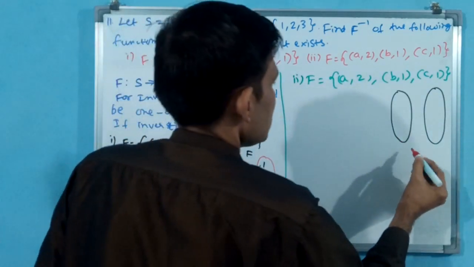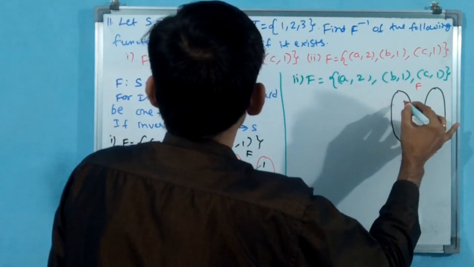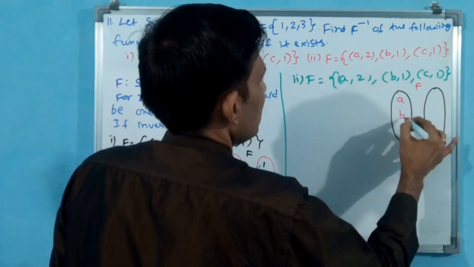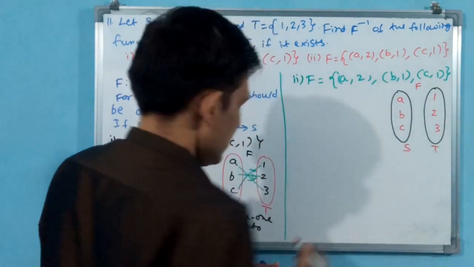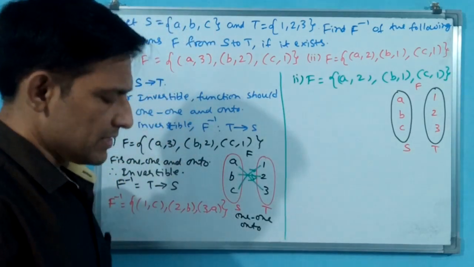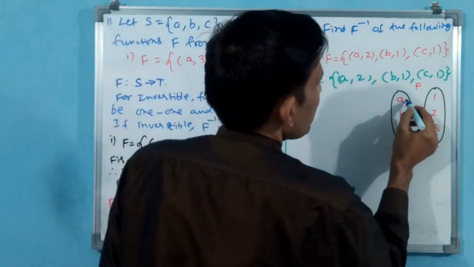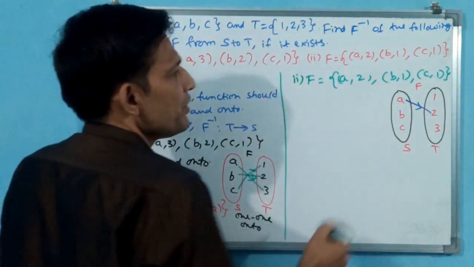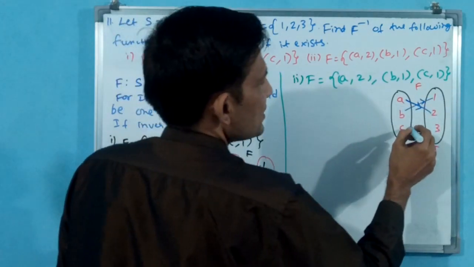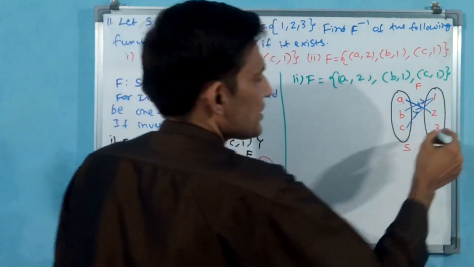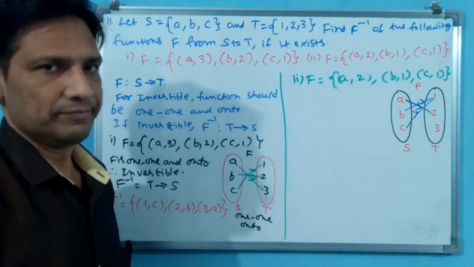This arrow diagram. Say this is S to T. See, function is from S to T. Now you write A, B, C, but here 1, 2, 3. Now the second function, how they have given relations. A to 2, B to 1, C to 1. C also has a relation with 1, but 3 does not have any relation. That means this is not onto.